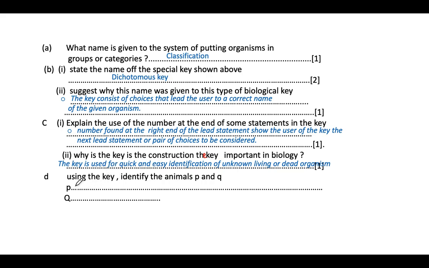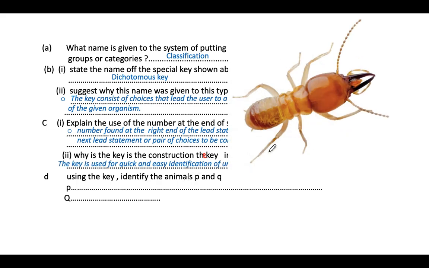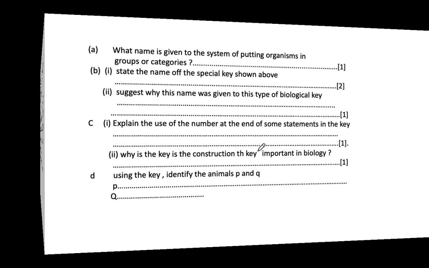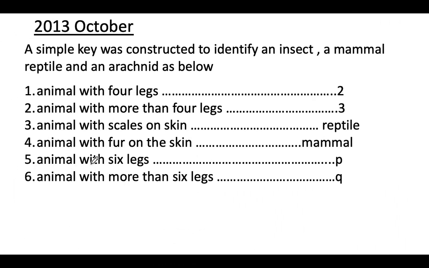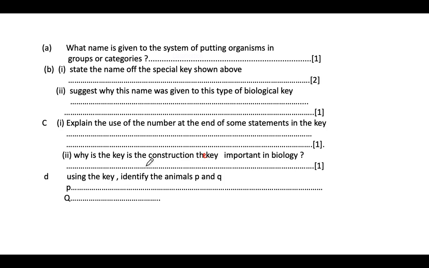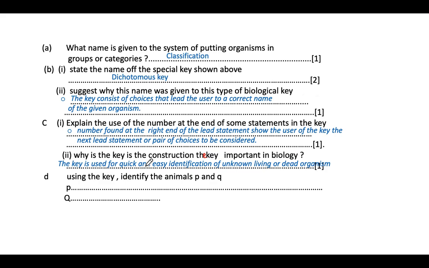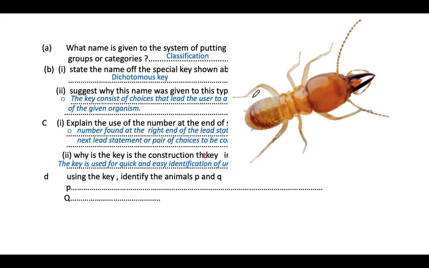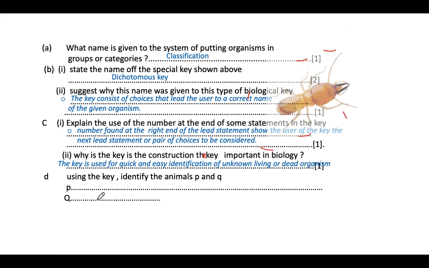And then using the key, identify the animals P and Q. So let's look at P and Q. If we look back, the animal with the 6 legs is P. So what could be the animal with the 6 legs? The animal with the 6 legs is an insect. If we count 1, 2, 3, 4, 5, 6, there are 6 legs, so that animal is said to be an insect. An insect has 6 legs.